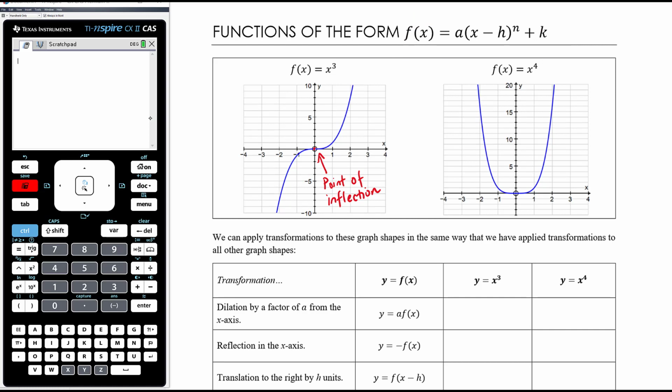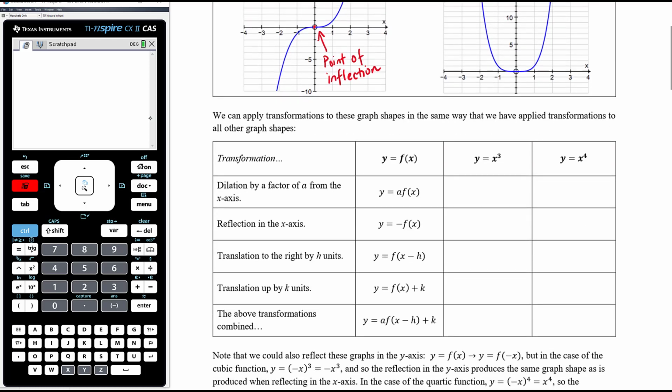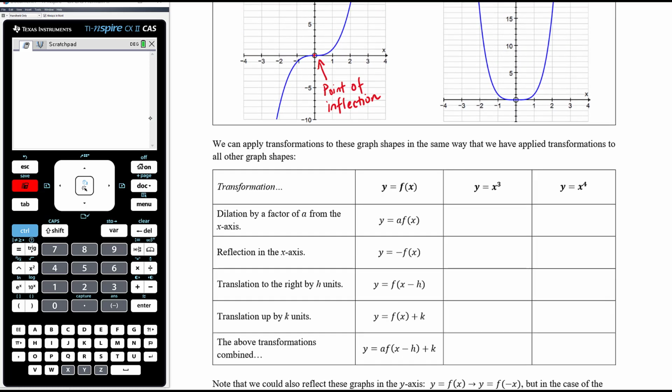Not every single quartic equation can be written in this sort of turning point form. When it can be, those graphs will look like these shapes here. So we're just going to focus on those for this video. We'll expand our repertoire as we move through the topic. We can apply our transformations to these graph shapes in the same way that we've applied them to all the other graph shapes we've looked at before now.